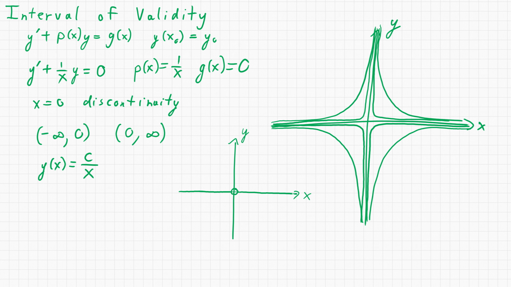But that's the idea. Since it's a linear equation, we were able to just look at the discontinuities of p of x and g of x. P of x had one discontinuity when x equals 0. G of x was fine. It didn't have any discontinuities. From there, that x equals 0 split the negative infinity to infinity for x into negative infinity to 0, and then separately 0 to infinity for the solutions to this differential equation.